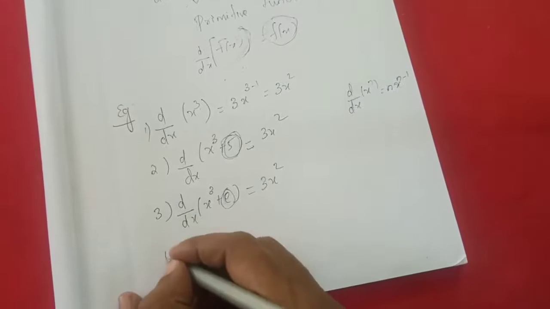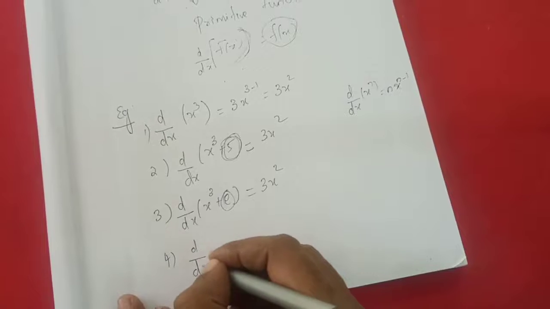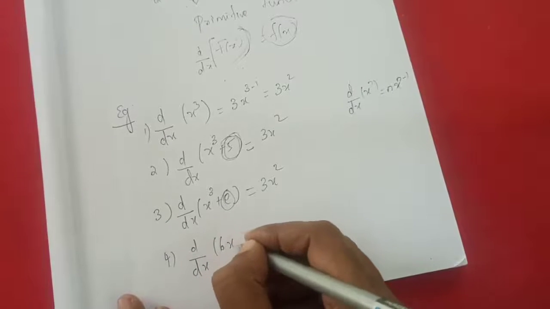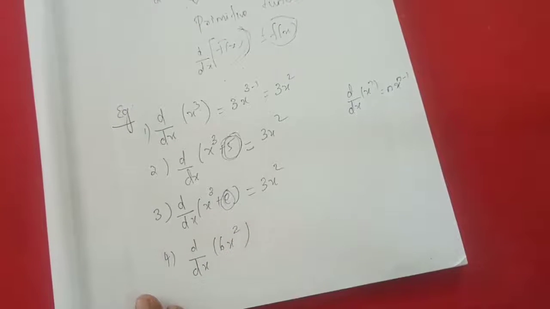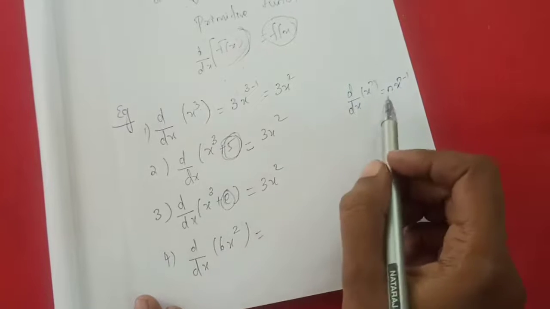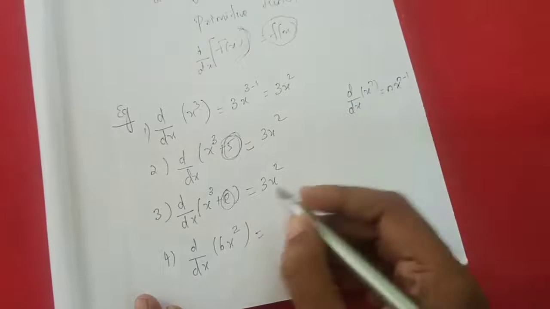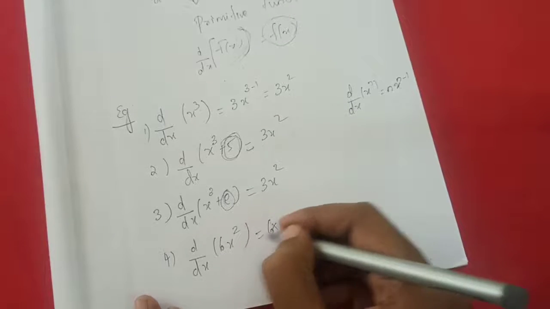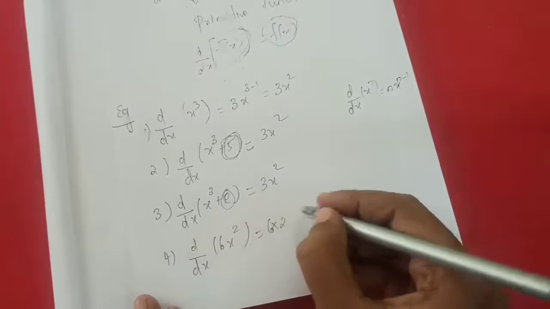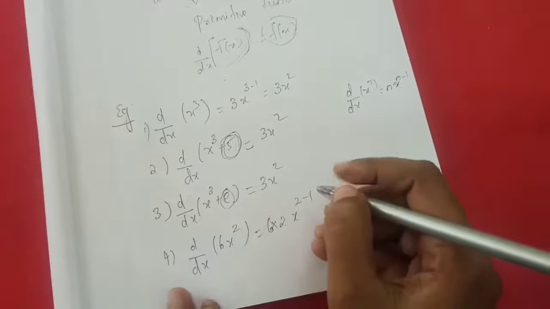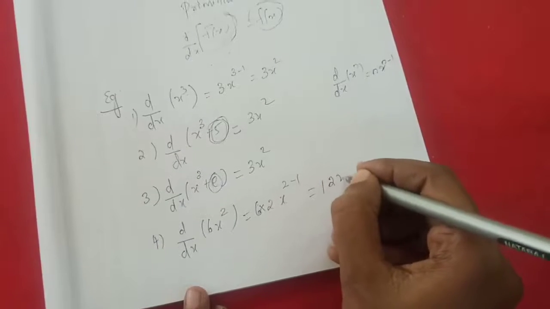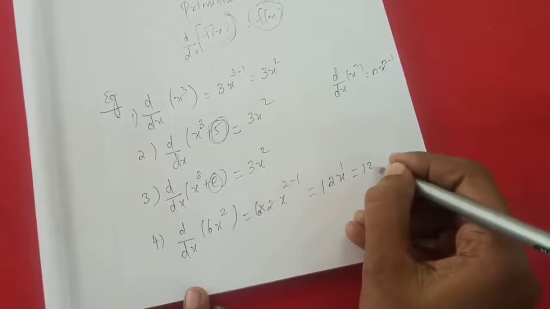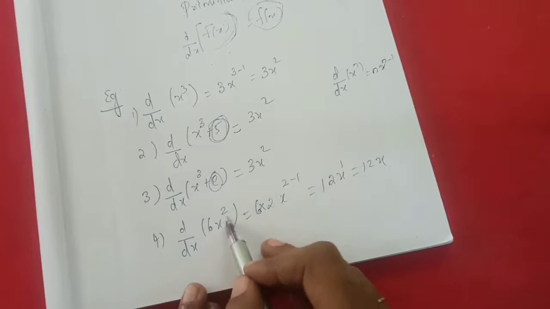I'll give one more example for you. d by dx of 6x square. What do you do here? Solve by using this formula, n x power n minus 1. So here 6 is already there, so 2 also will come here, is it right? 2 into x power 2 minus 1. So what's the value? 12x power 1, that's equal to 12x.